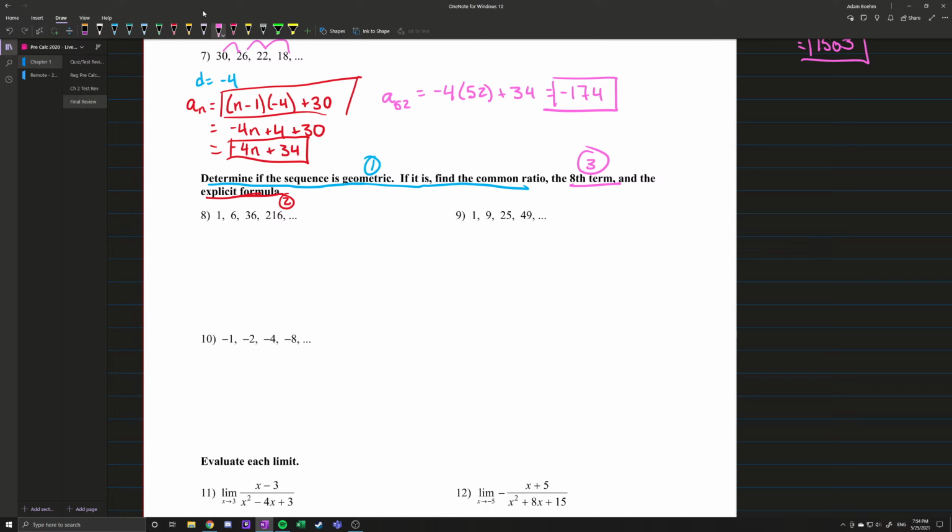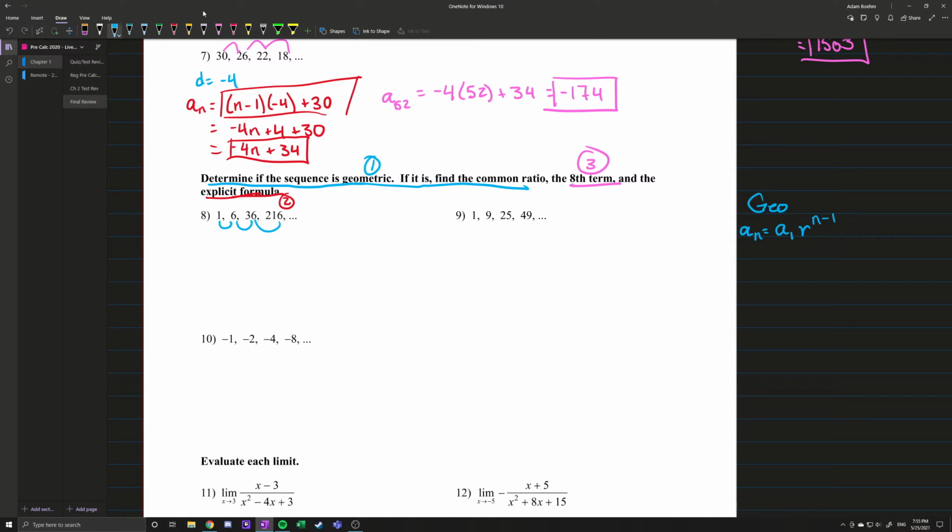Okay, so for this first one, to get from 1 to 6, we multiply by 6. To get from 6 to 36, we multiply by 6. To get from 36 to 216, we also multiply by 6. Okay, so this is a geometric sequence, right? And if you need a reminder, a geometric sequence is a sequence where we're just multiplying some term by the common ratio some number of times. Okay, and this is also the nth term. It should be to the n minus 1 because we always have a first term.